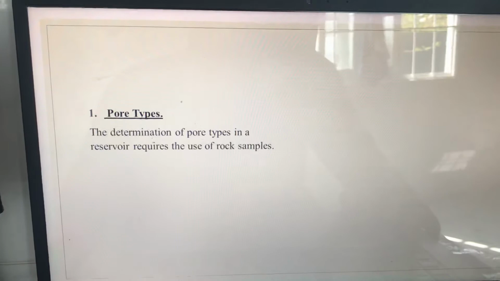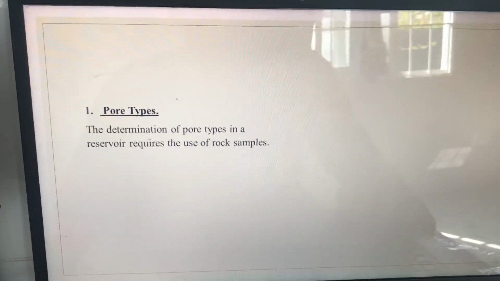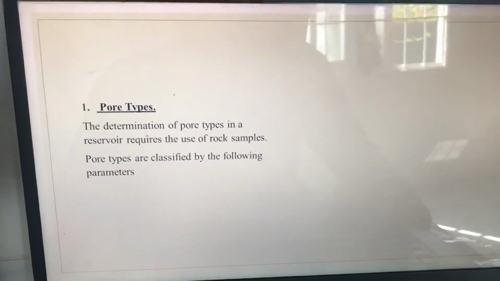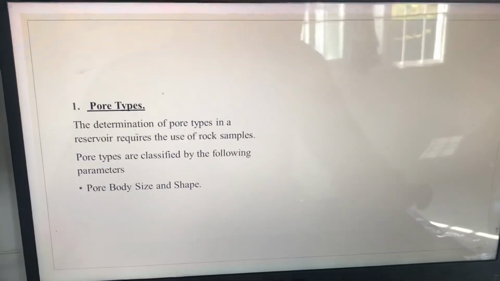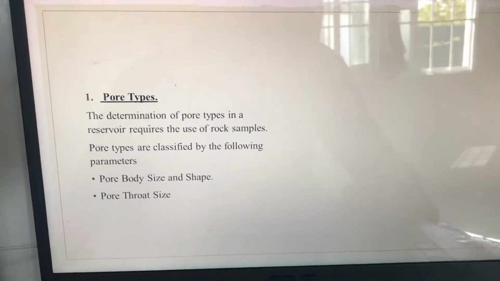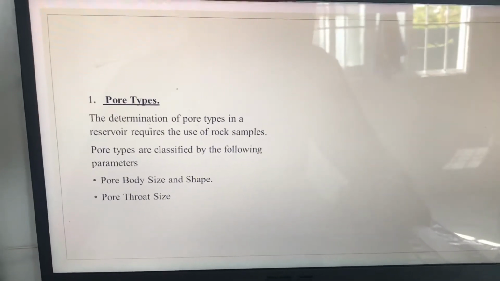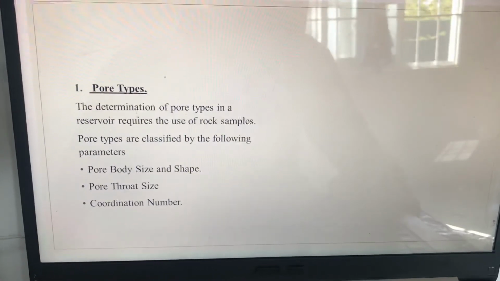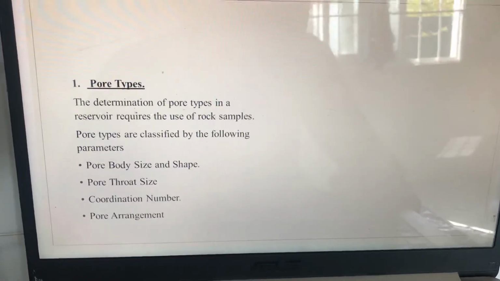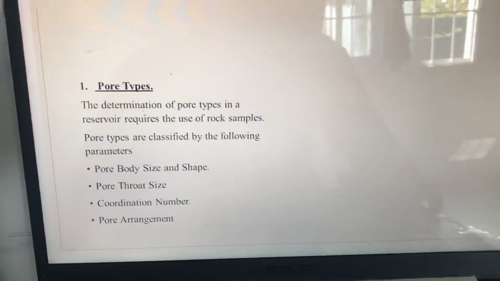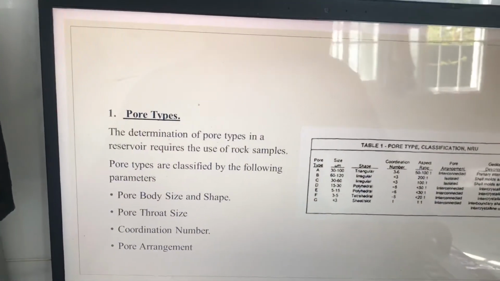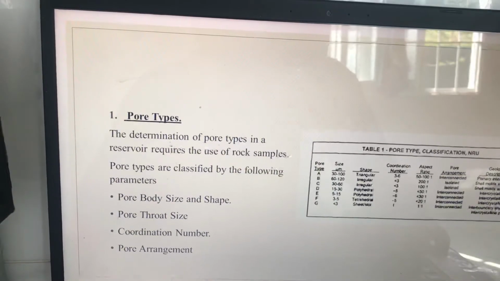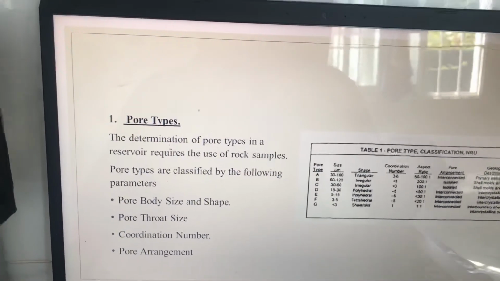Pore type. Determination of pore type in a reservoir requires the use of rock samples. Pore types are classified by the following parameters: pore size and shape, pore throat size, coordination number, and pore arrangement. These parameters are combined to yield a classification of the various pore types.